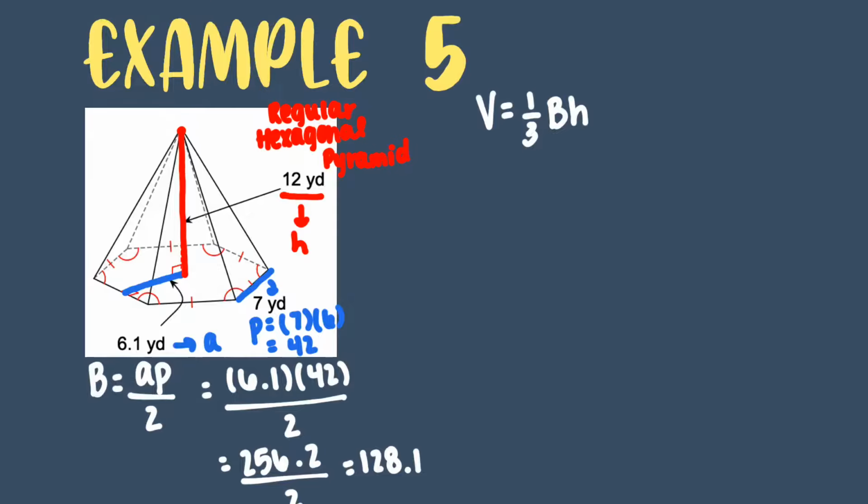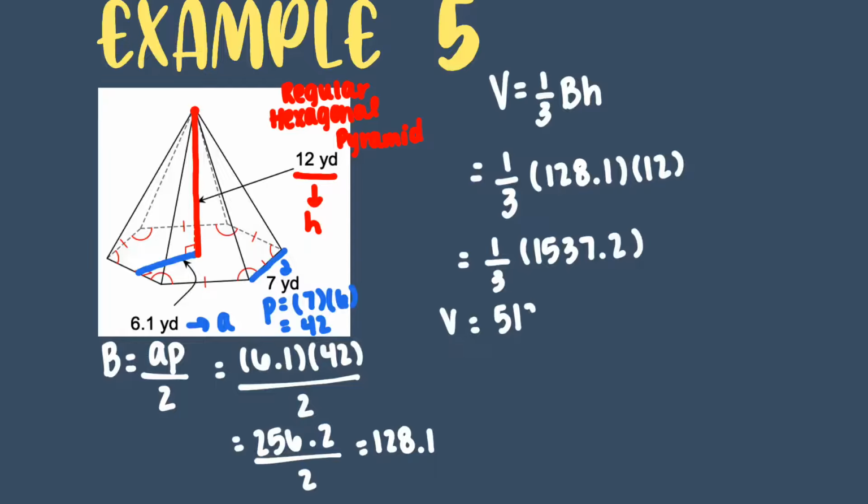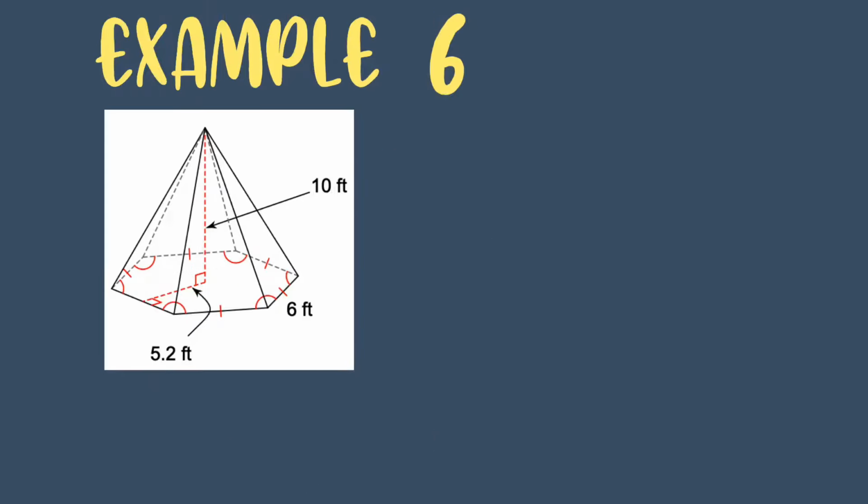I have everything I need. I can plug it in. So 1/3. The area of the base is 128.1 times my height, which is 12. Now I'm going to do that first step. I'm going to multiply the two numbers together in parentheses and I get 1,537.2. And my last step is to either multiply by 1/3 or divide by 3. They mean the same thing. So for my volume, I find that it is 512.4 yards cubed for this regular hexagonal pyramid.